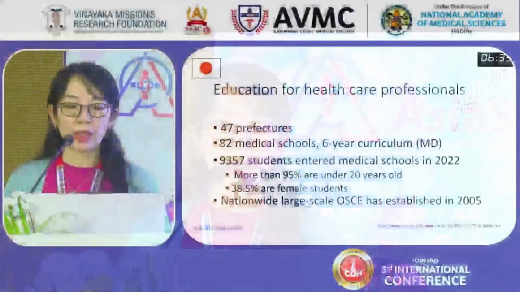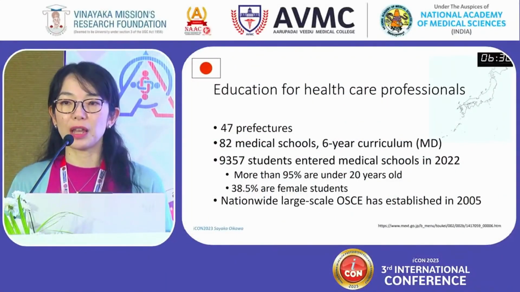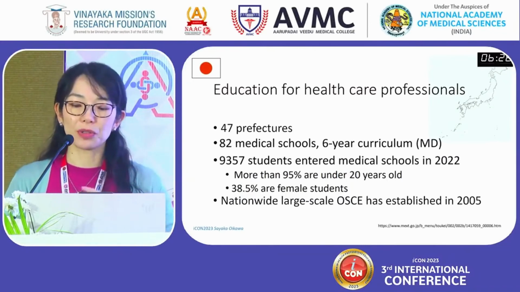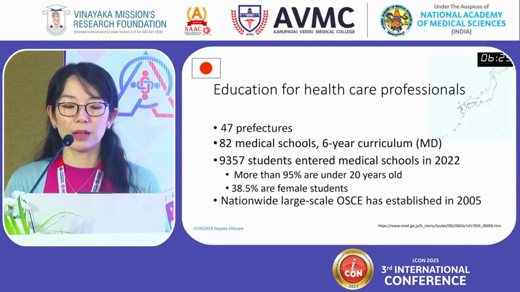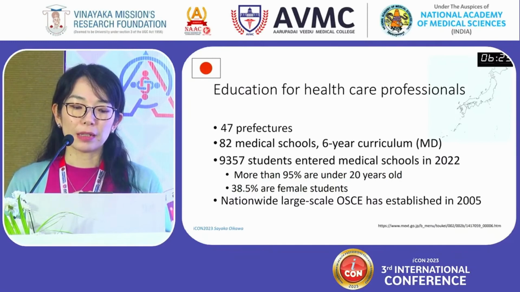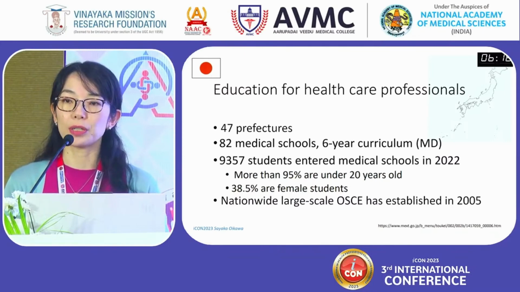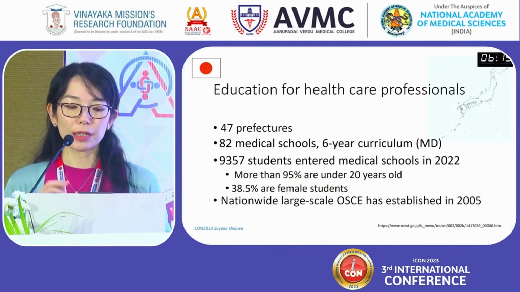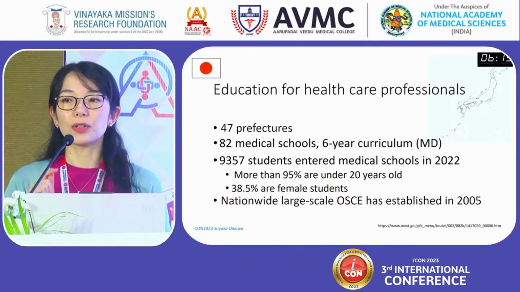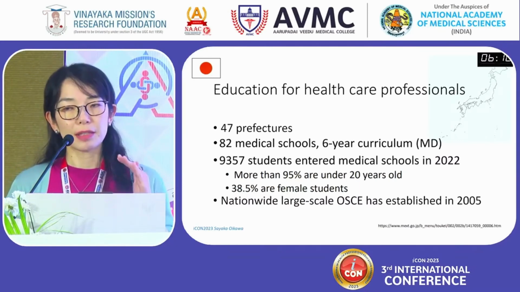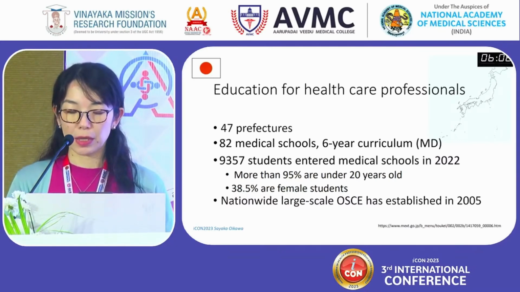So let me introduce the medical education system in Japan. We have 47 prefectures, and each prefecture has at least one medical school, and about 9,000 medical students enter the medical schools, and more than 90% are under 20 years old, I mean in first year. And less than 40% of students are female. We started nationwide large-scale OSCE in 2005, so we have less than 20 years of experience.